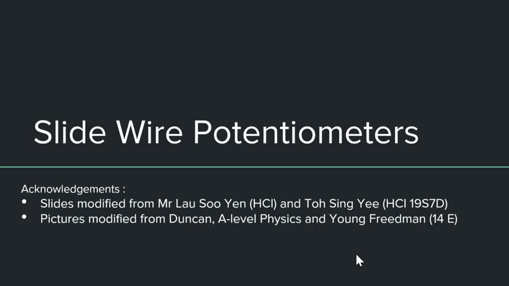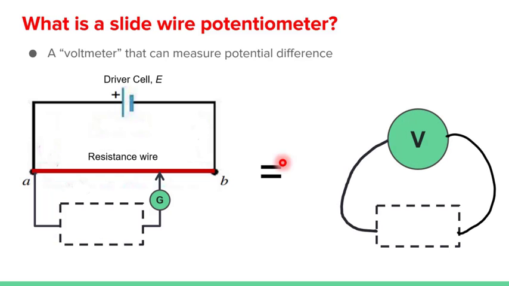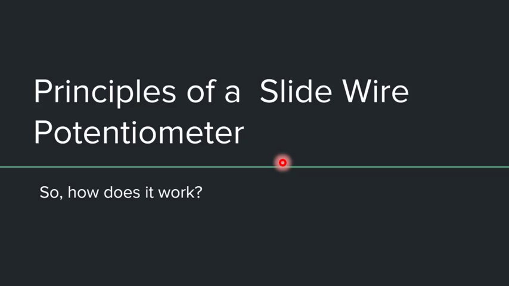For this video today, we want to introduce the principles of a slide wire potentiometer. So what is a potentiometer? Essentially, it is a device to measure potential differences. So, how does a potentiometer work?